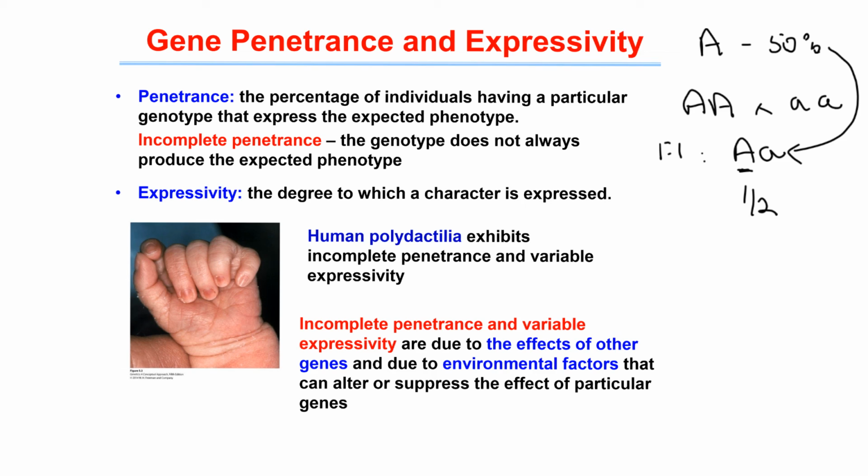So why does this happen? What is the reason for incomplete penetrance and variable expressivity? There might be several reasons. It might be the effect of different genes which alter the expression of a particular gene or allele. It can be due to environmental factors which suppress the expression, or sometimes the environment may enhance the expression of a particular allele and gene.